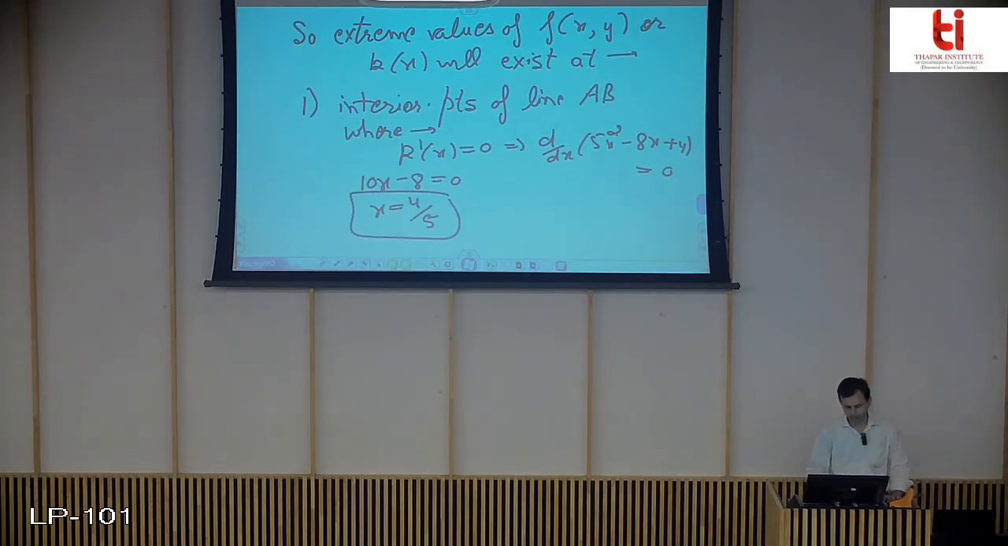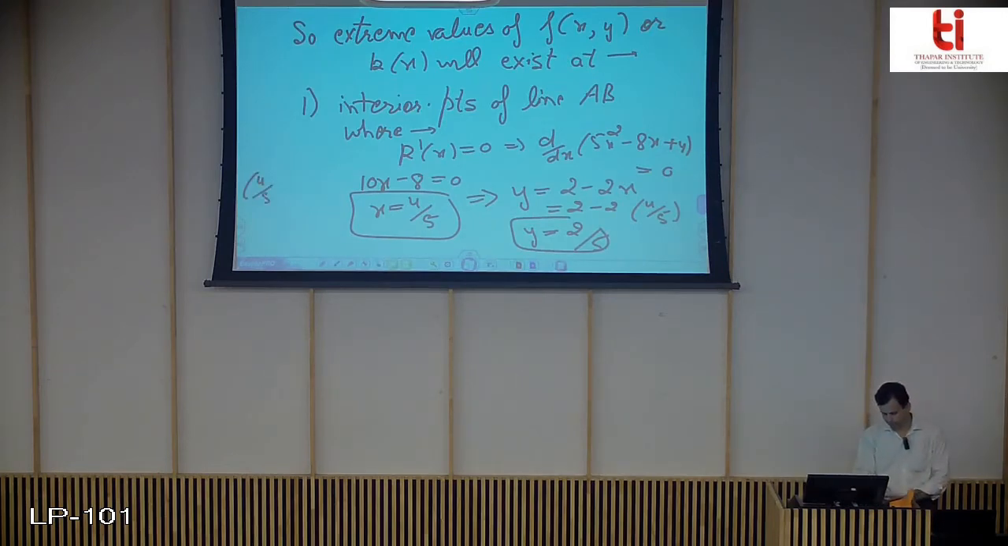x is 4 upon 5. So y, that is 2 minus 2x, is 2 minus 2 times 4 by 5, so y is 2 by 5. So you get the point (4/5, 2/5). Yes, here it is. So for the line AB, you get an interior point, (4/5, 2/5).